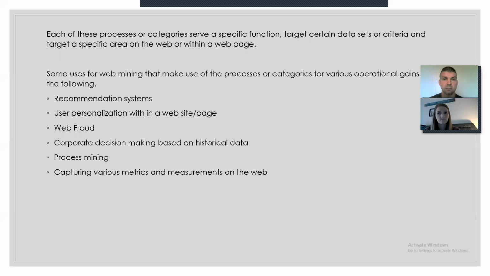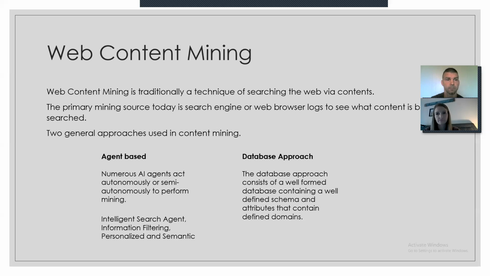Walmart certainly uses this to group their items within their facilities to promote more purchases, as does Costco. Process mining is more of a future task about how things are done, not necessarily the data, but the process of doing such. Then there is capturing various metrics and measurements on the web. This is more of experimental type testing, like using surveys, but with live data and real users.